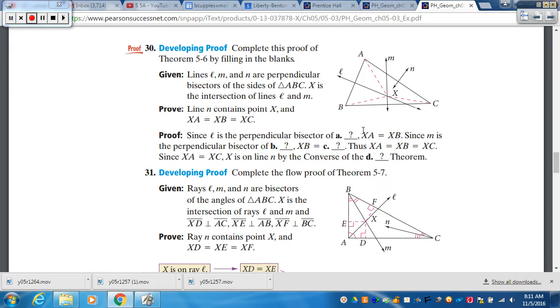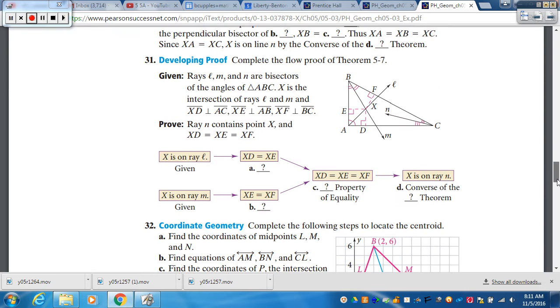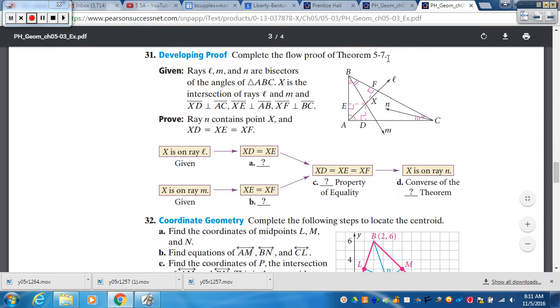So using the transitive property, if XA equals XB and XB equals XC, then XA equals XB, which equals XC, okay? Bring those all together. Since XA equals XC, X is on a line N by the converse of the perpendicular bisector theorem, which says any point that is equidistant from the endpoints of a segment must lie on the perpendicular bisector, okay? All right, proof of theorem 5.7.